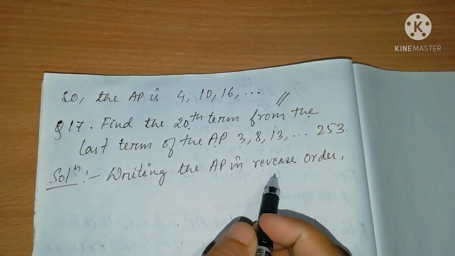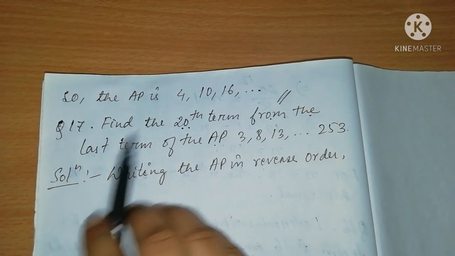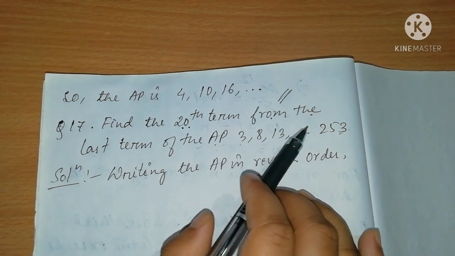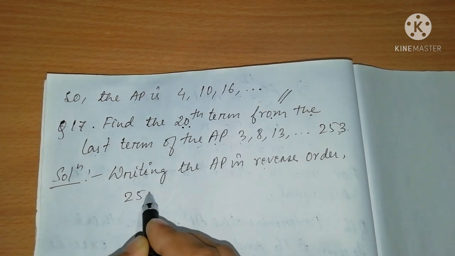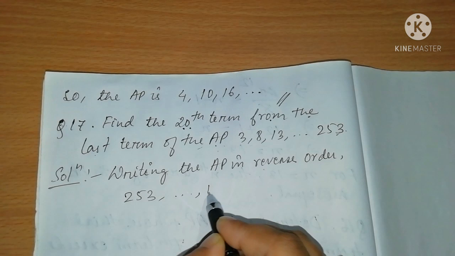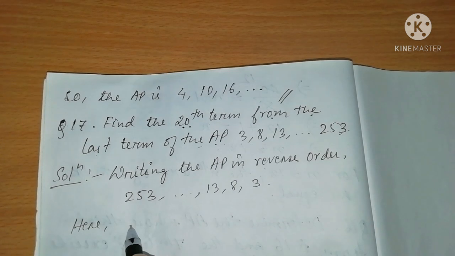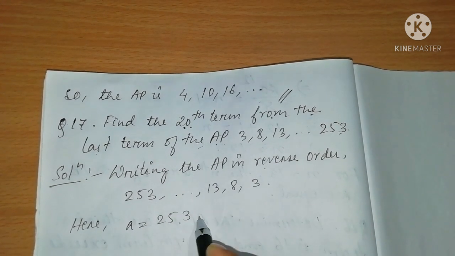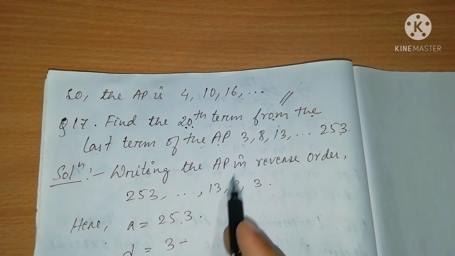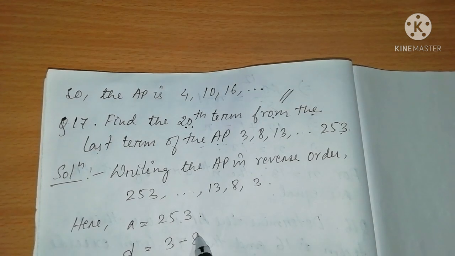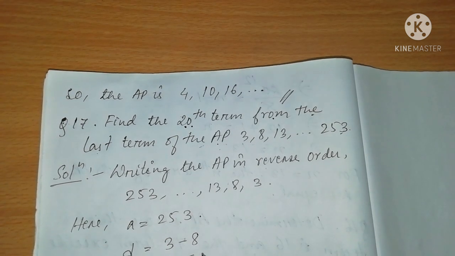Why are we writing this AP in reverse order? Because it is said that we need to find out the 20th term from the last. From the last term we need to find out the 20th term. So if we reverse the order, the AP becomes 253, 13, 8, 3. So here a will be your 253. d we will find out from the second term this way, 3 minus 8, which will be equal to minus 5.